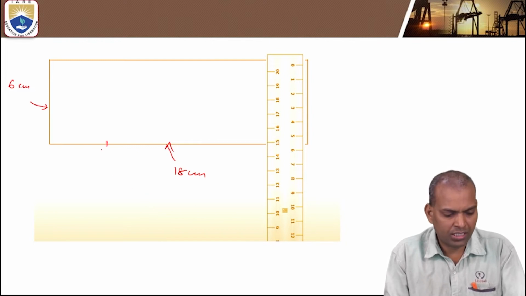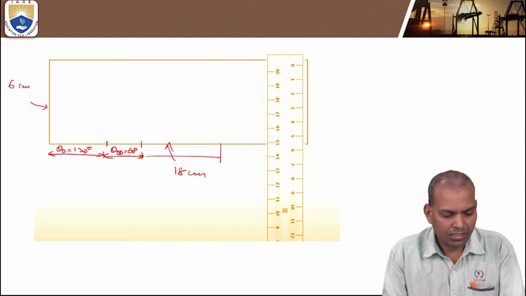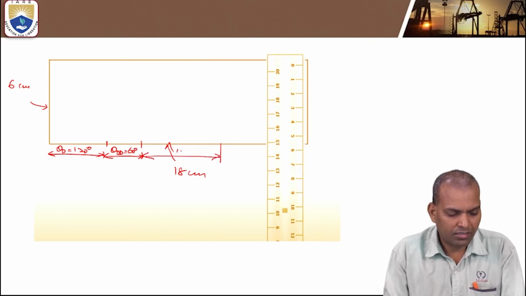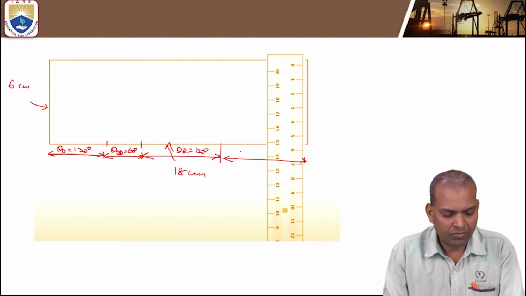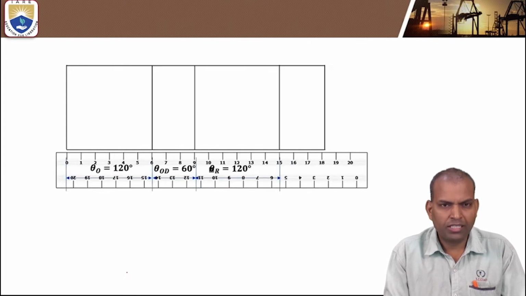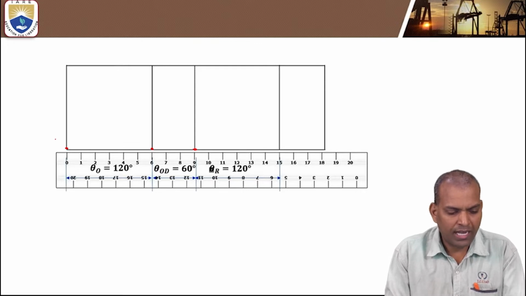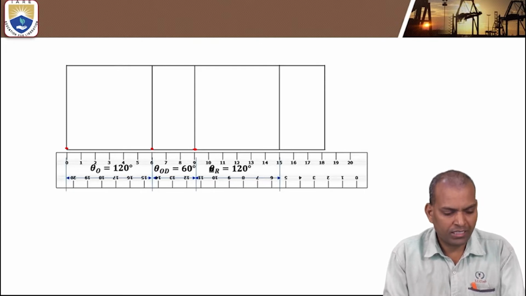The outstroke angle, theta outstroke, is 120 degrees, that is 6 centimeters. Theta outstroke dwell is 60 degrees, that is 3 centimeters. Theta return stroke is 120 degrees, that is 6 centimeters. Theta return dwell is 3 centimeters. So divide this and draw straight lines coinciding with these points. This is the angle theta O, 120 degrees of cam rotation.